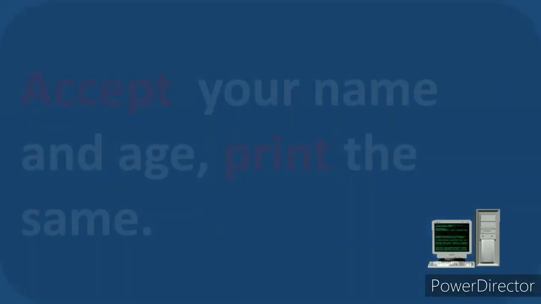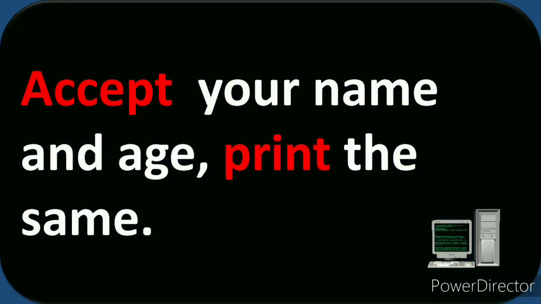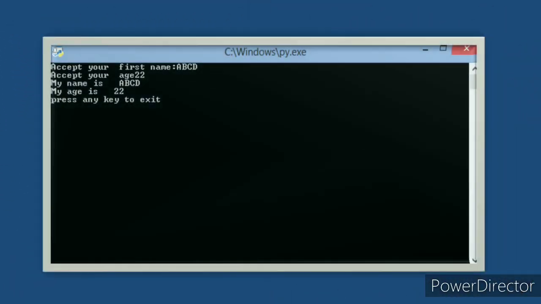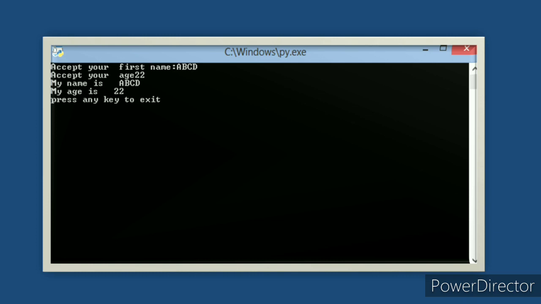Let's start with a very simple program: accept your name and age and print the same. That means you have to accept your name and age from the prompt through Python, and you have to print whatever you have accepted as name and age. Let's check the output first, because I think it is better to check what display I'm going to get.